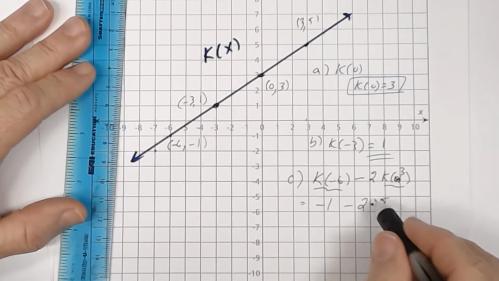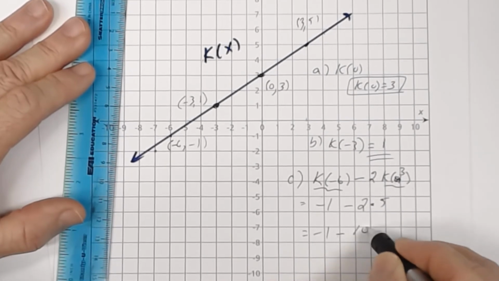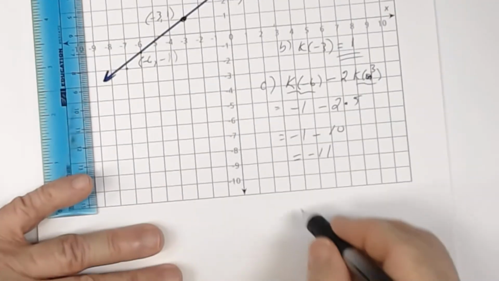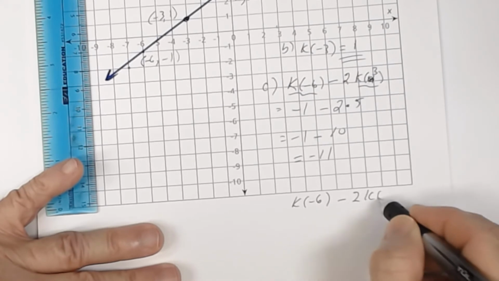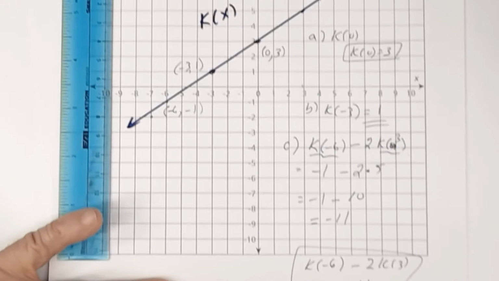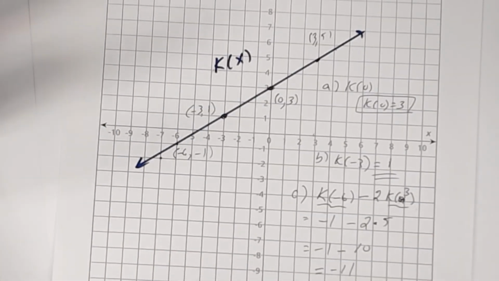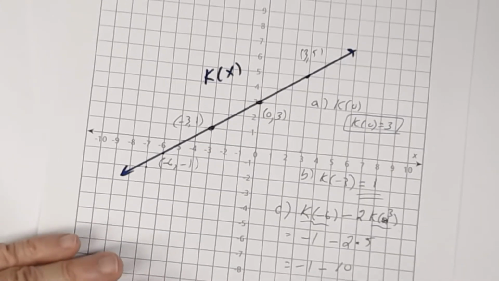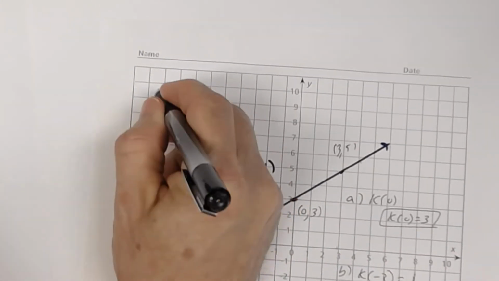And so using the order of operations, I'm going to multiply before I subtract. So I get negative 1 minus 10. So a negative 1 and negative 10 is a negative 11. So therefore, you would say k of negative 6 minus 2 times k of 3 equals negative 11. All right, so that's what you do with the graphs. Same idea we were doing with the ordered pairs, except now it's in terms of a graph. All right, so that was number 5.